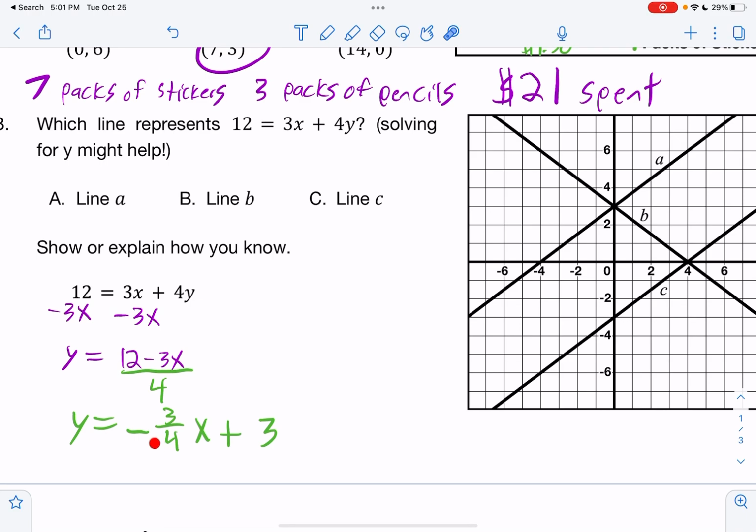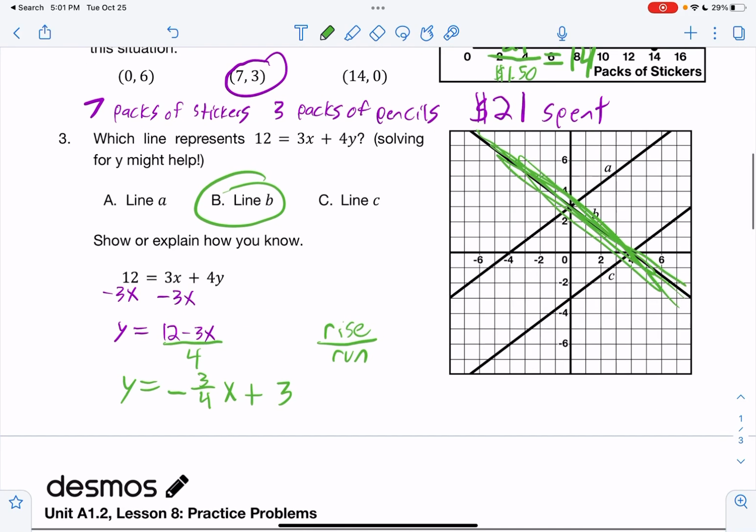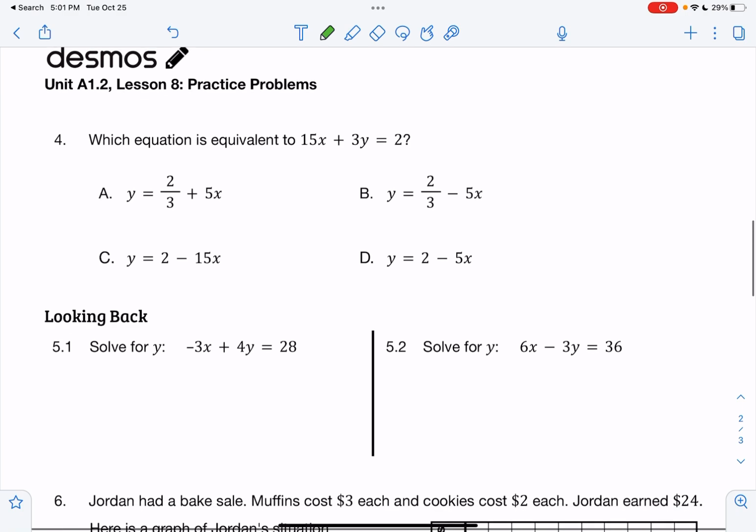So we have negative 3/4 x plus 3. So we know that our y-intercept's 3. Our slope is negative 3/4. Remember, slope is rise over run. So this means we have a rise of negative 3, 1, 2, 3, over a run of 4, 1, 2, 3, 4. So it looks like this is the line that we'll get. That one, which I think is B. So that would be one way that you could show that.